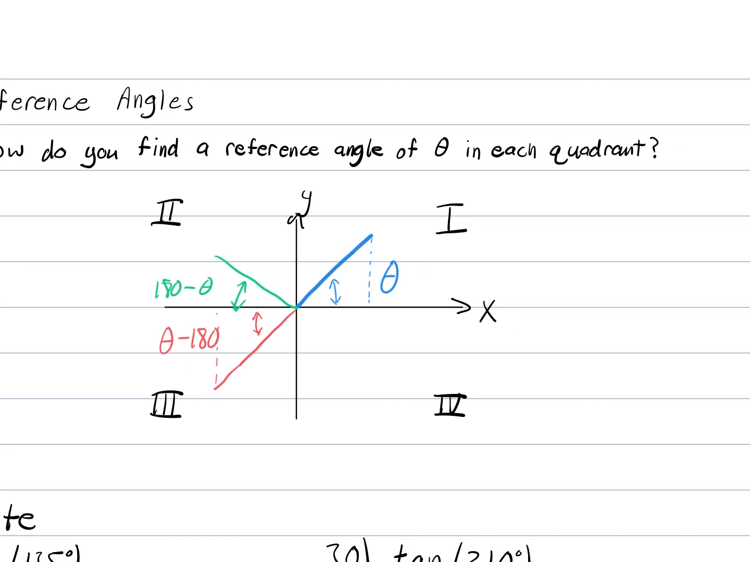All right, and then in the fourth quadrant, I can draw a little segment right here. Again, it's easiest to use right triangles, so I'm going to find a reference angle, and to do that in the fourth quadrant, it's going to be 360 minus theta.